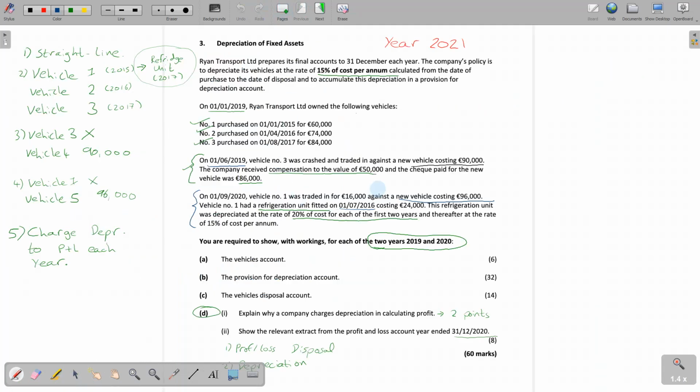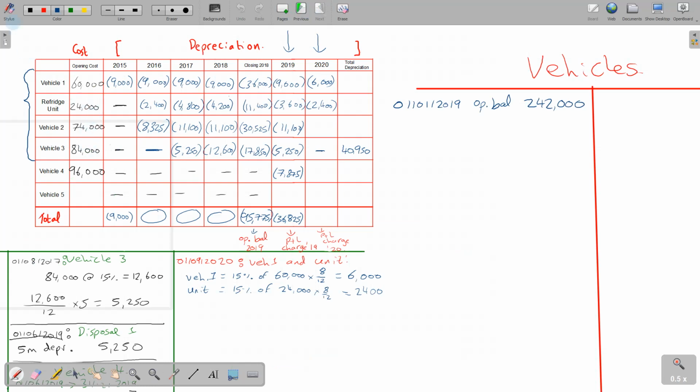So this refrigerating unit was, okay, we have that, that's grand. We bought a new vehicle costing 36,000. Or 96,000, sorry. So you can actually see that I put the wrong figure for vehicle number 4. This should be 90,000, and vehicle number 5 is 96,000.